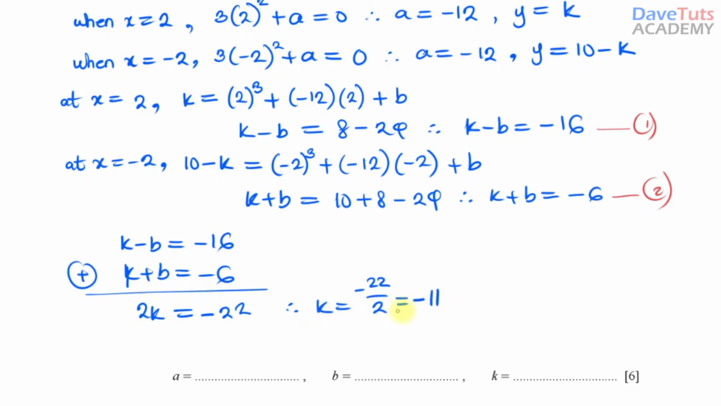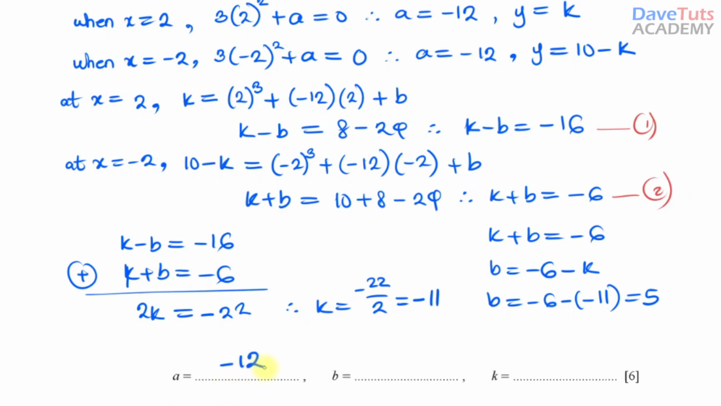So having gotten the value of k to be minus 11, from this second equation, I can say k plus b is equal to minus 6, such that b will be minus 6 minus k. So that b will be minus 6 minus minus 11. So this will be minus 6 plus 11, and that will be 5. Such that here, what we are requested to find, the value of a, we got to be minus 12. a is minus 12, all right? The value of b we got to be 5. b is 5. The value of k, we got to be minus 11.